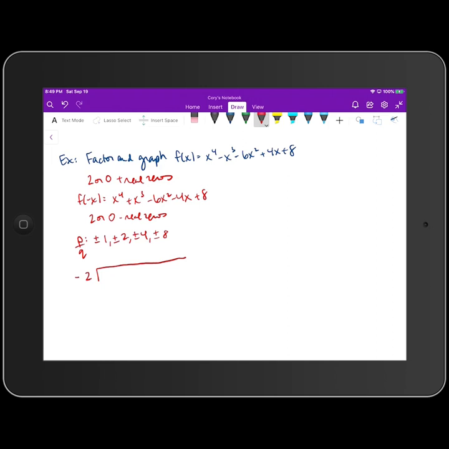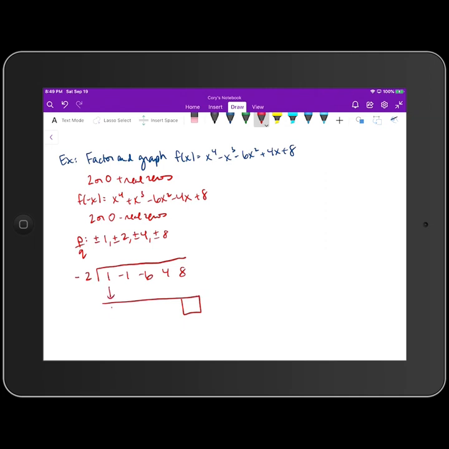Again, when I look at my function f, I have coefficients for all the terms. X to the 4th, x cubed, x squared, x, and constant. So we're going to list those coefficients. So we have 1, negative 1, negative 6, 4, and 8. And then we're going to do synthetic division here.